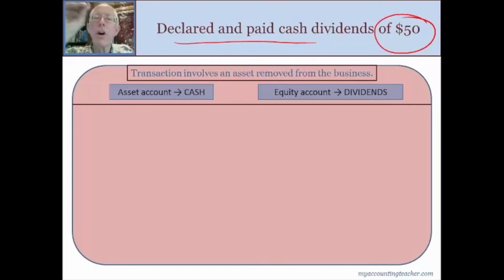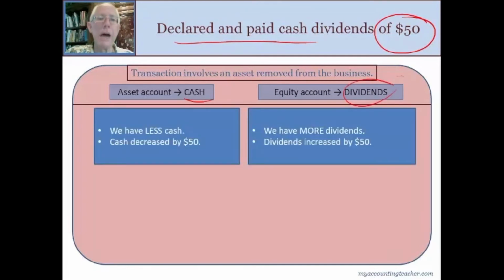Dividends are not a cost of doing business. Dividends are just owners taking some of the profits of their business out. Guess what? Dividends are not an expense. So we got cash involved here and dividends, which are not an expense, also involved. How about the cash? It went down. From the standpoint of the business, and again, we're accounting for the business here, cash just went down. Our dividends went up. We've just now paid out more dividends.